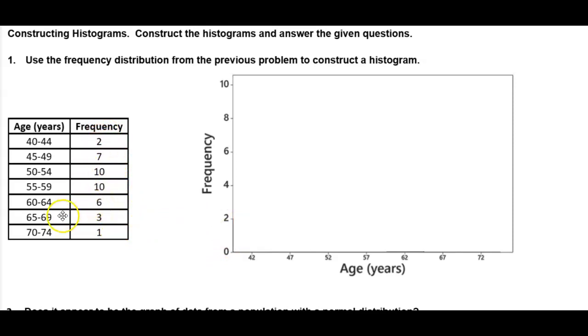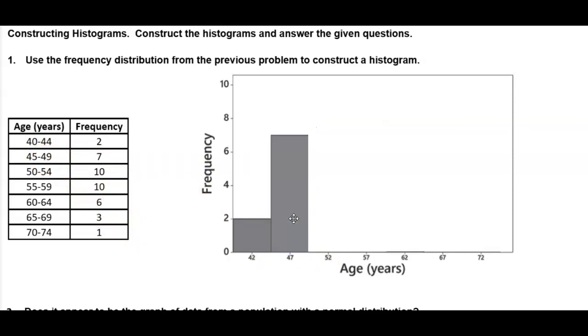Now we have our class which goes from 40 to 44, and we know that it goes up to 2. So we're going to draw the first part of our histogram. There is our histogram bar for the first class, which means the frequency is 2, so it goes up to 2. Now for 47, from 44 to 49, this gives us 7.